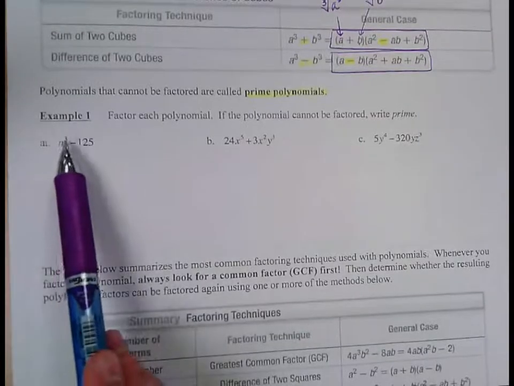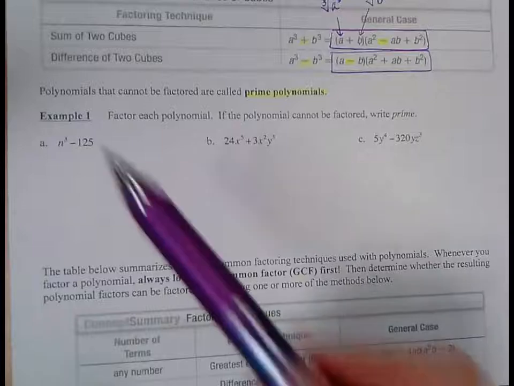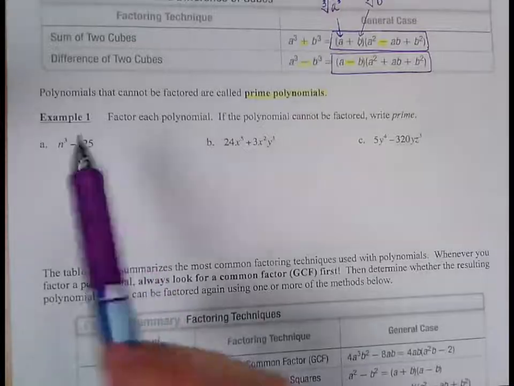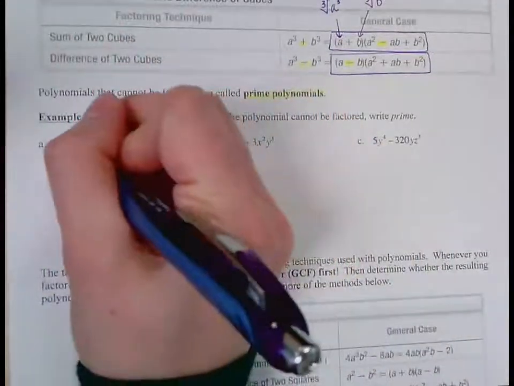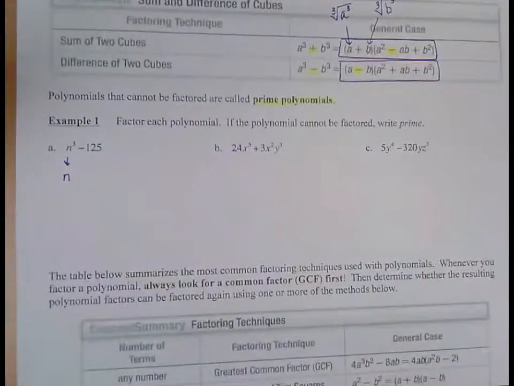Now, when you have exponents on a variable, it is a perfect cube when you can divide it by 3, or when it is 3 itself. So n to the 3rd power is a perfect cube. N to the 6th power would be a perfect cube. N to the 9th would be a perfect cube. So anytime you can divide the exponent by 3, it's a perfect cube. So I know this is a perfect cube. The cube root would just be n.